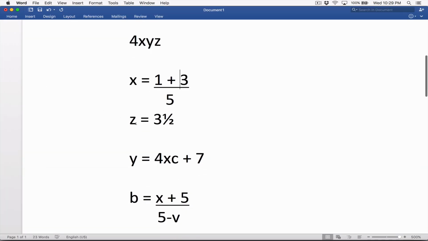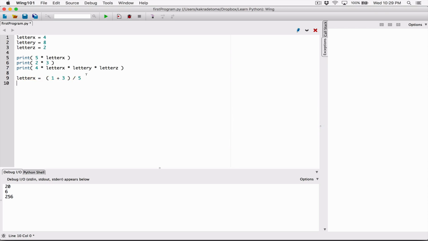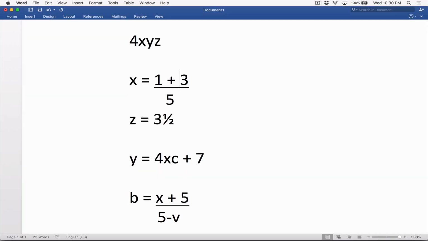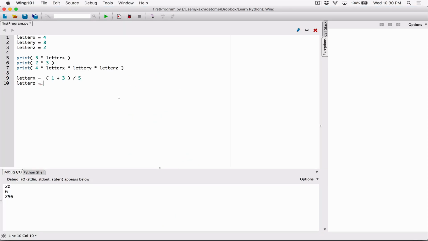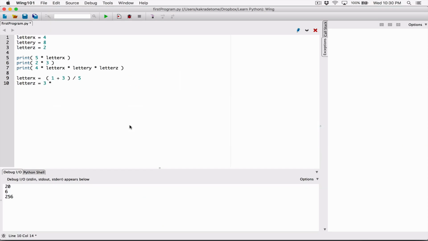So the next one is z is equal to 3 times a half, 3 whole number 1 over 2. The way you write something like that is letter z equal to 3 whole number 1 over 2. So we can write it this way: 3. We know this 3 is multiplying this half, so 3 times 1 divided by 2.